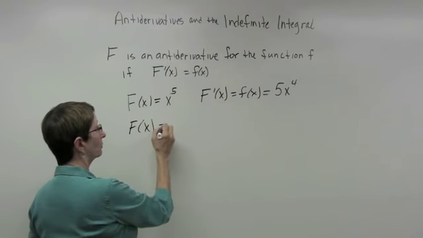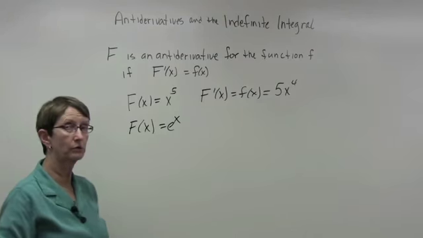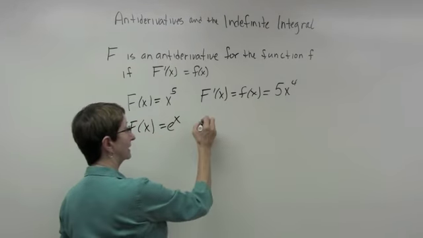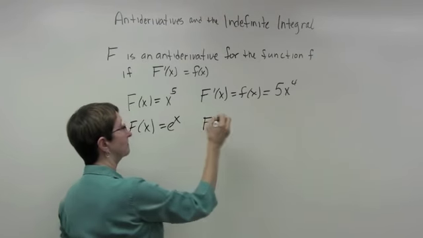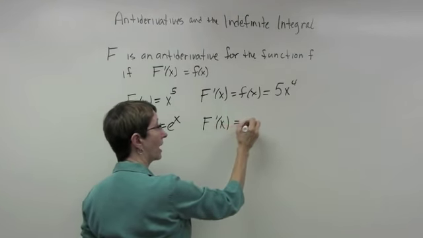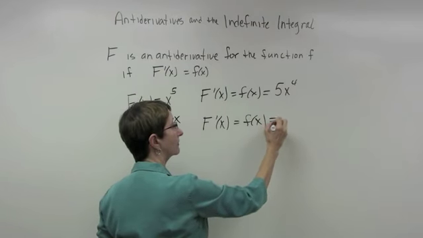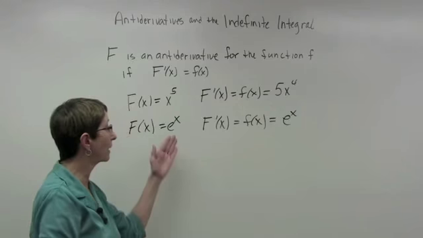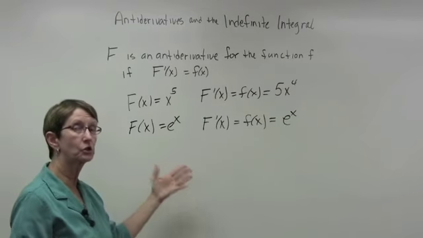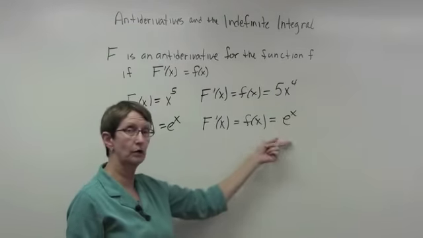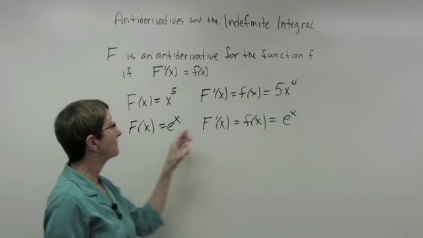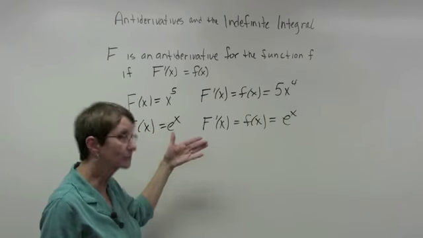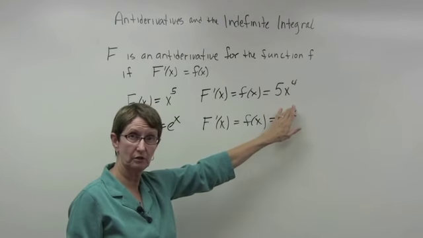There's a really great one, which is one of the reasons calculus is so wonderful. We know that if we have capital F equals e to the x, capital F prime gives us the function little f, and the derivative of e to the x is e to the x. This is why the natural exponential function is so wonderful for calculus. It is its own derivative. But each of these capital F's is just one possible antiderivative for this function.